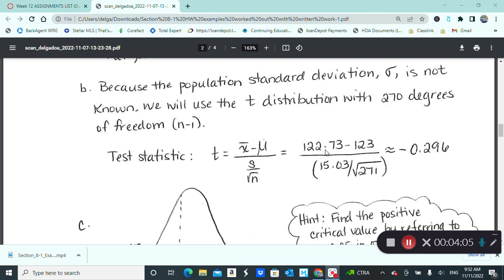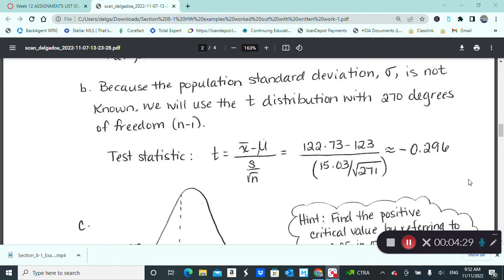So we have 122.73 for x bar minus 123, the claimed value of mu, in the numerator. In the denominator, we have our sample standard deviation s divided by the square root of our sample size n, and this will give us an approximate test statistic of negative 0.296.